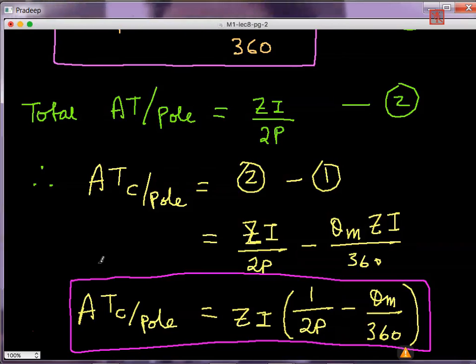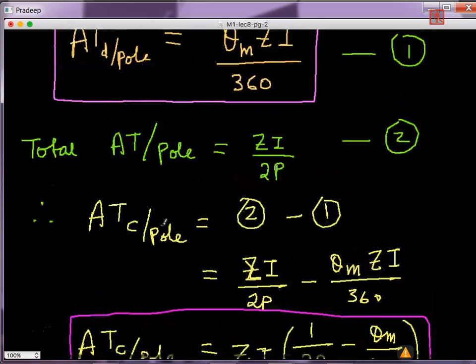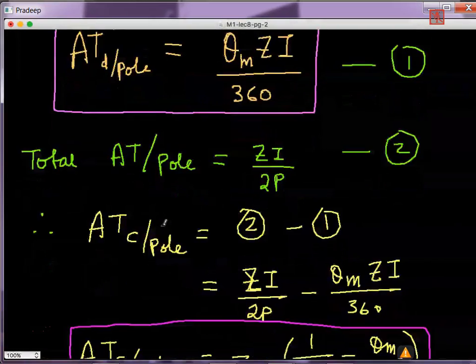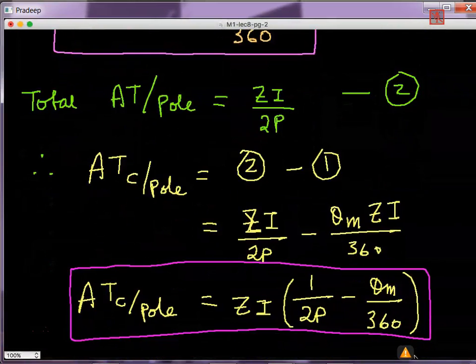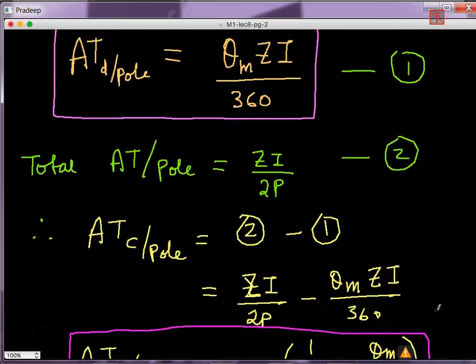So this is about armature reaction in total and what the effects of armature reaction are, and we have also calculated the demagnetization and cross magnetization effects. So just briefly review this a little bit. Meanwhile, I'll prepare one question and we'll try to solve that question.